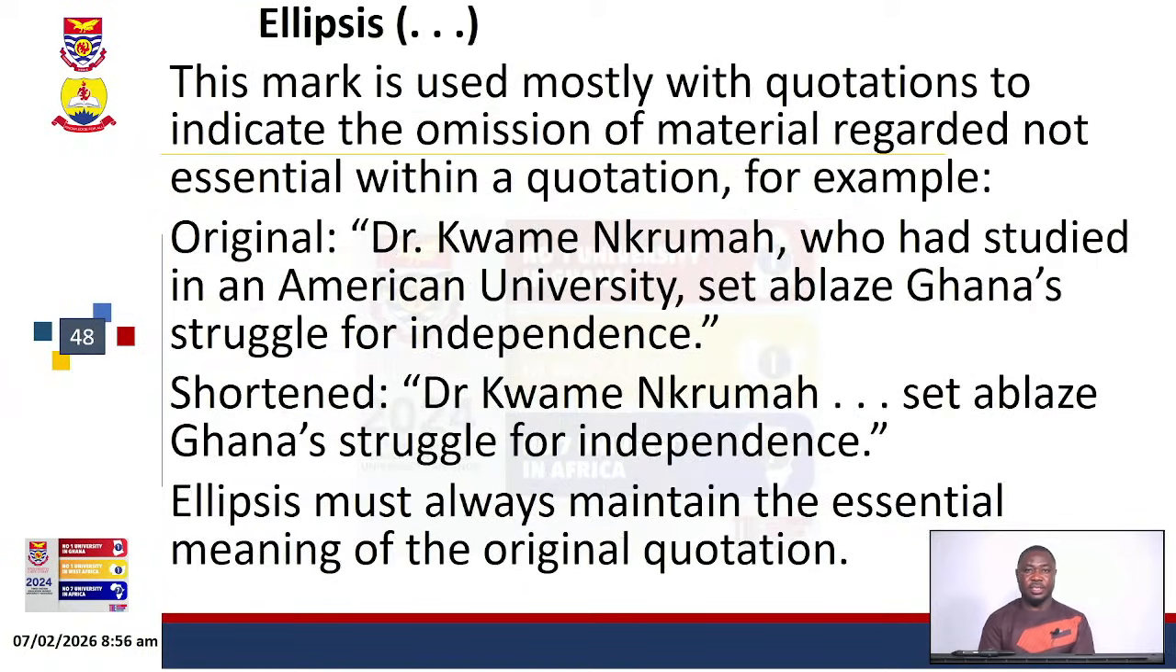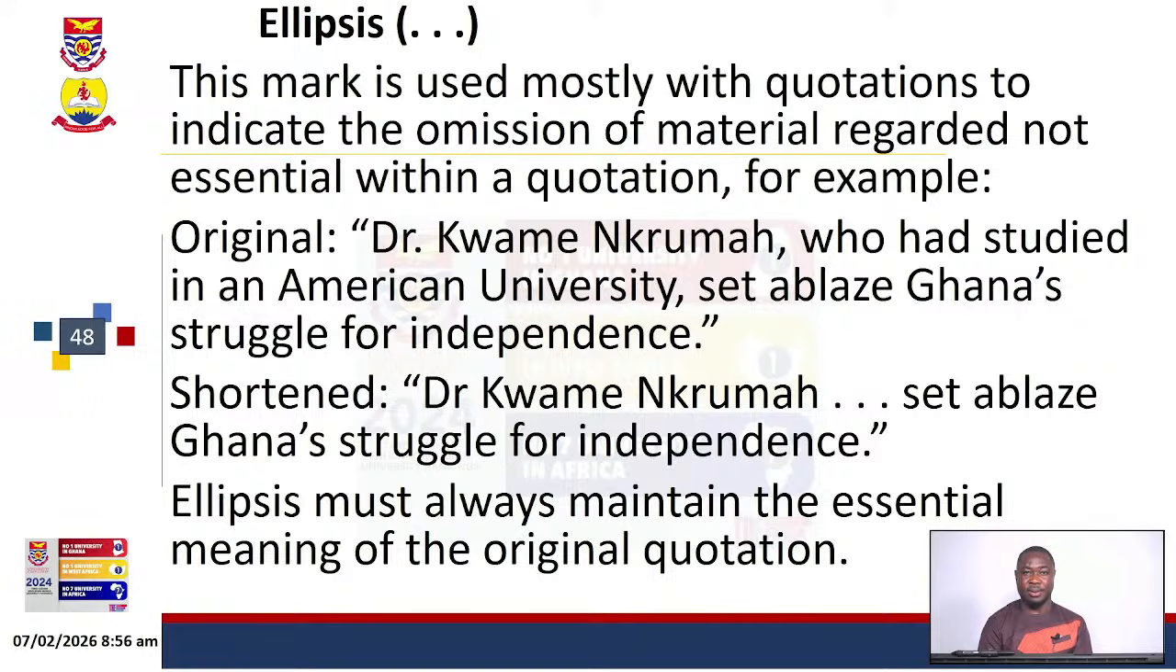Good. Now we can look at the ellipsis. It is always three dots. Ellipsis is not two or more. It's not four. It's not five. It's not six. Some of us, our ellipsis begin from Kantamanto to Kaneshi, plenty. From Accra to Kumasi, plenty.